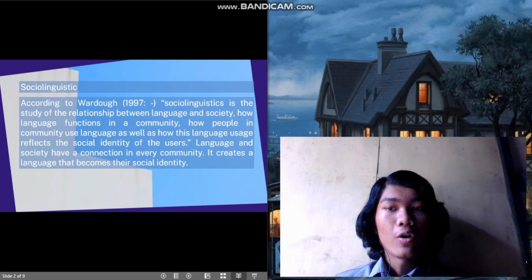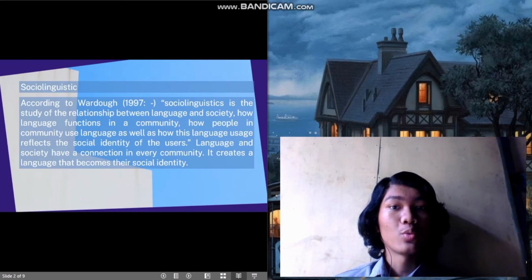Sociolinguistics. According to Wardhaugh in 1997, sociolinguistics is the study of the relationship between language and society. How language functions in a community, how people in a community use language, as well as how this language usage reflects the social identity of the users. Language and society have a connection in every community. It creates a language that becomes their social identity. So in this field, we study how language is used in society.